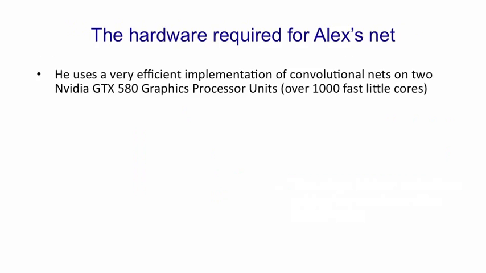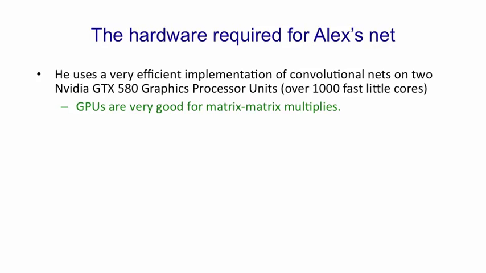Alex couldn't have done this work without significant hardware, but the hardware only costs a few $1,000s now. Alex is a very good programmer, and he used a very efficient implementation of convolutional neural nets on 2 NVIDIA GTX 580 graphics processors. Each of these has over 500 fast little cores, which are very good at doing arithmetic and not much good at anything else.